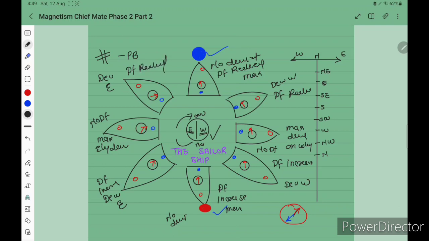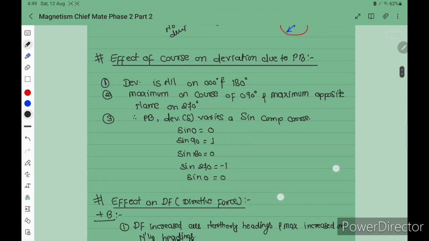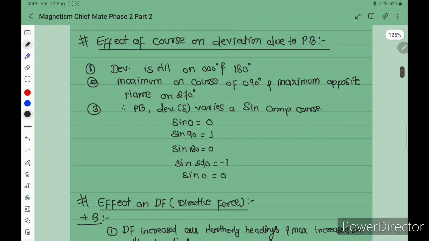Okay, now how the deviation graph will look. So 000 to 180 westerly deviation, and from 180 to 000 is easterly deviation. So the deviation graph goes like this. Now effect of course on deviation due to PV, deviation is nil. Now all this you don't need to remember by looking at minus PB or plus PB, you can explain this one.